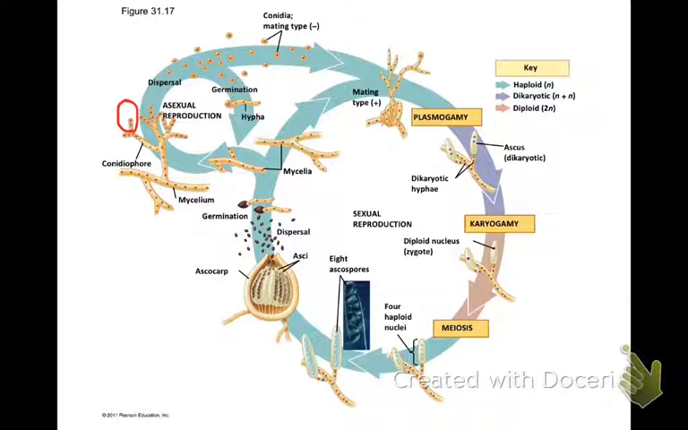So the mating type minus spore can fuse with a mating type plus. The nuclei from the minus mating type can divide, and you're forming dikaryotic hyphae. So you can see you've got plus and minus mating type nuclei separated by septa in this case. So that fusion of the plus and minus mating type is the plasmogamy.